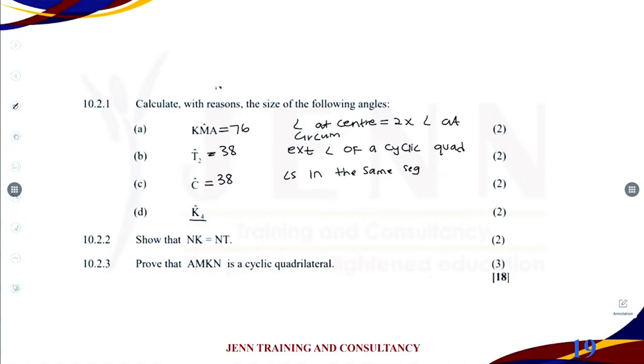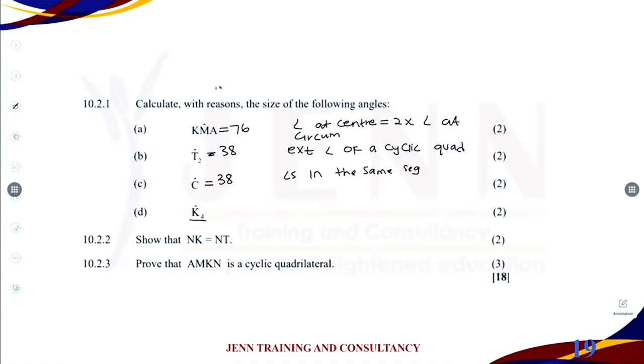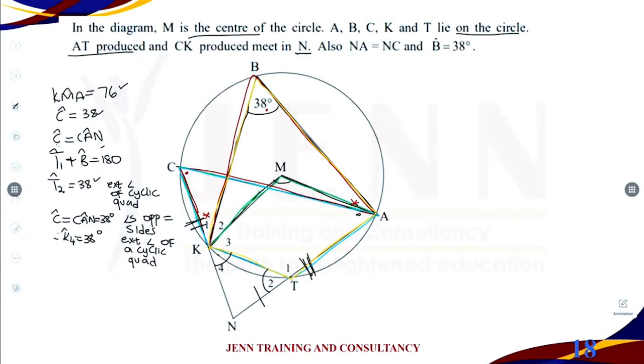10.2.2, remember now, you are supposed to prove or show that NK is equal to NT. This is NK, this is NT. This is what you are supposed to prove. So now we'll erase everything on my diagram so that it's clear. What we are supposed to prove is that this line is equal to that line.